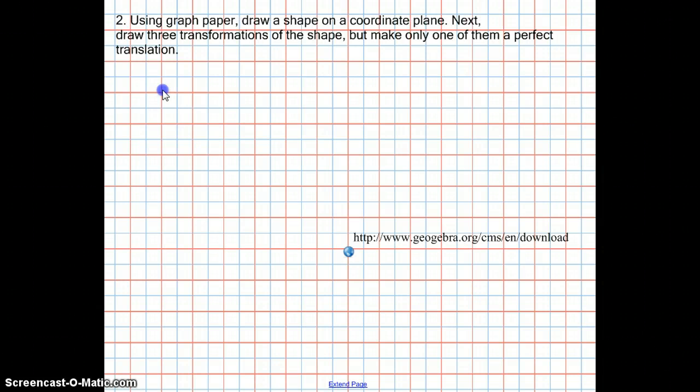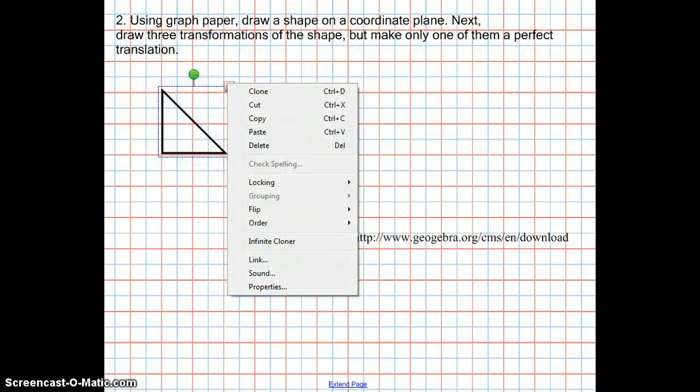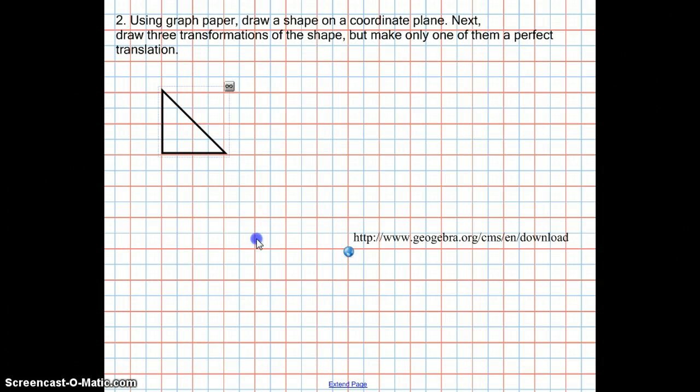So for example, if I make a right triangle, now it's easier on the smartboard, I know. But if you choose, there is a web application listed here that you could also do this with. So I am going to clone this triangle and then take one of those triangles and shift it somewhere else. So that would be a perfect translation. But if I take a different clone triangle, I'm going to enlarge it a wee little bit. Okay, that would not be a perfect translation.